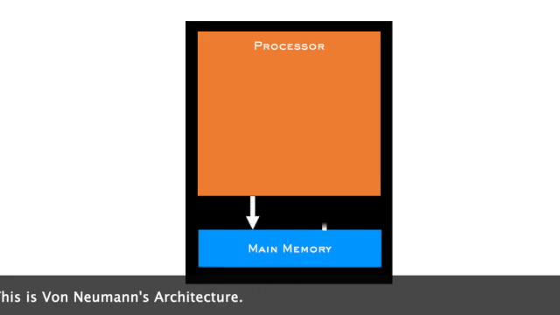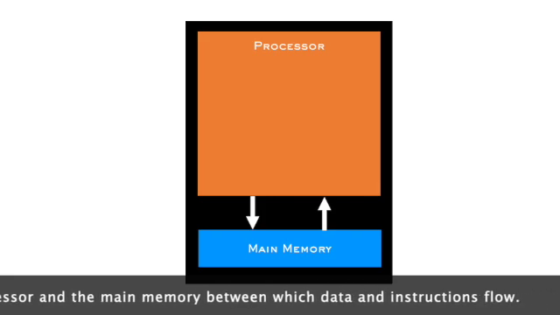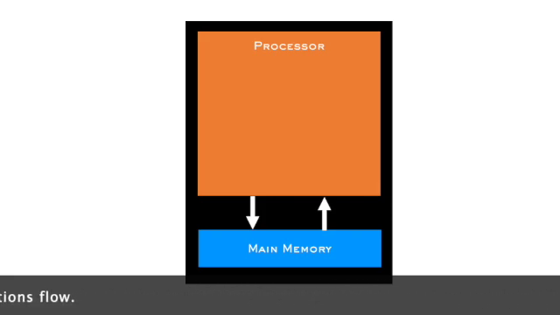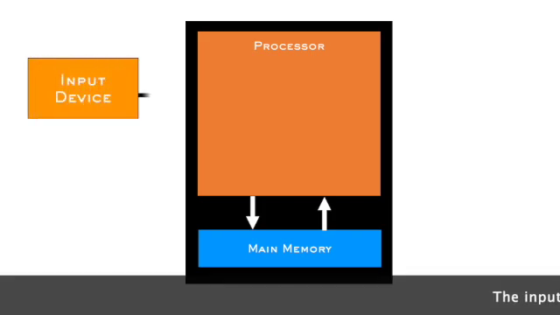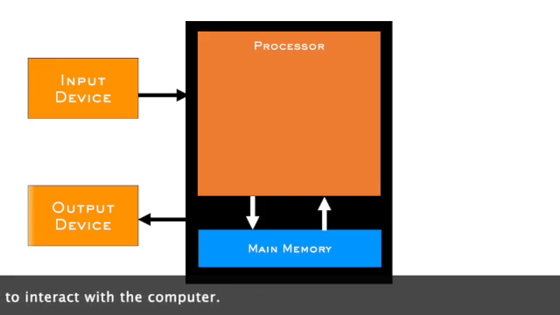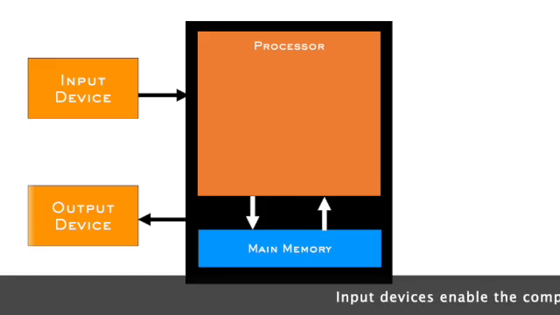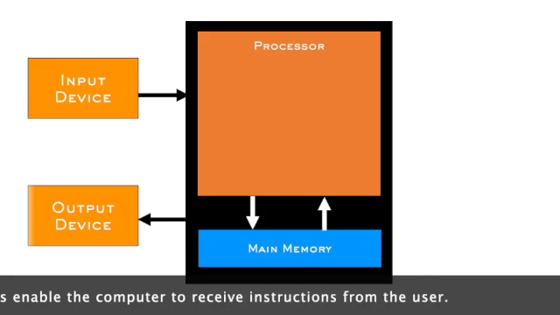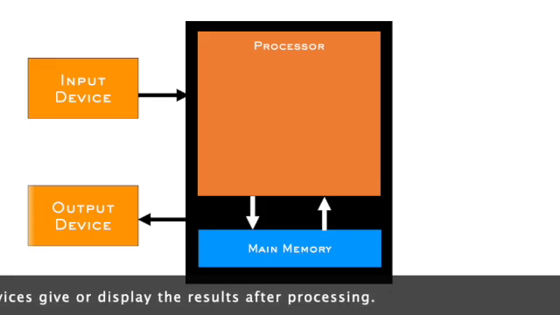This is von Neumann's architecture. There is the processor and the main memory between which data and instructions flow. Then there are the input and output devices that enable the user to interact with the computer. Input devices enable the computer to receive instructions from the user. Output devices give or display the results after processing.